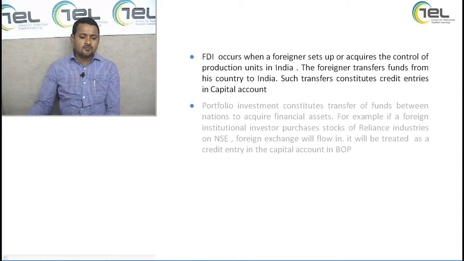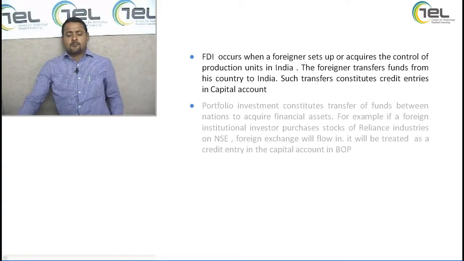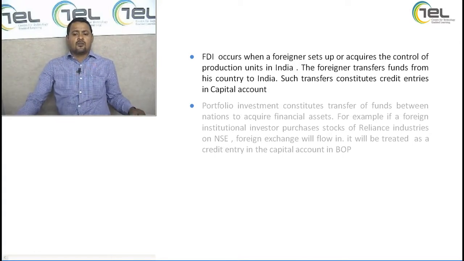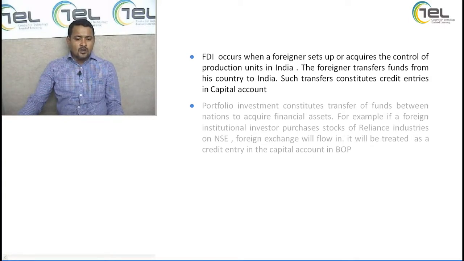The first point here is FDI. FDI will occur when a foreigner sets up or acquires control of production units in India. The foreigner transfers funds from his country to India. Such transfers constitute credit entries in the capital account because it is going to be regarded as inflow into the Indian economy.